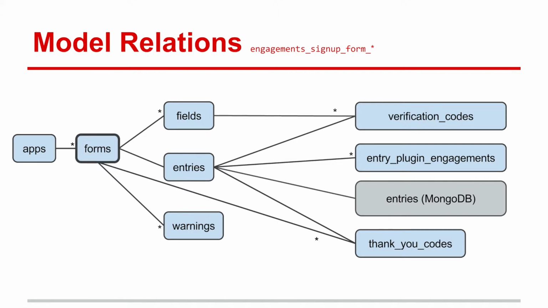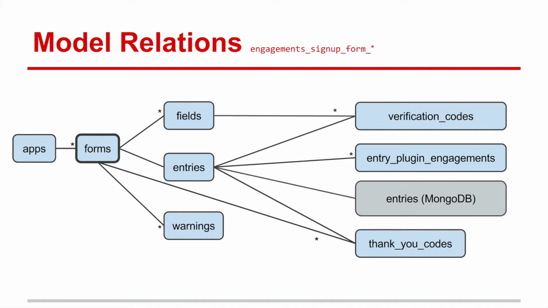Now, when we first implemented the engagement signup form plugin, we thought we would need the capability to embed multiple forms inside a single plugin. But that turned out not to be as useful as we thought it would be. So you can disregard that asterisk next to forms, even though that's how the relationship is defined.